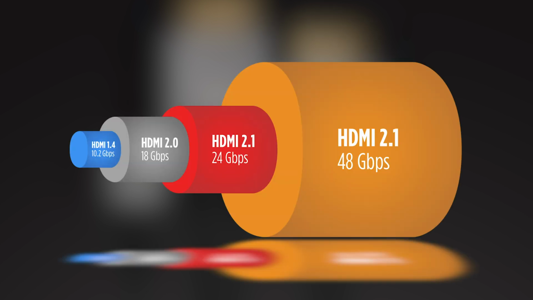HDMI 2.1 has been advertised as a new 48 gigabit bandwidth system. And this is certainly freaking out a whole lot of people and manufacturers. But don't get hung up on the 48 number because it's not gonna affect you anytime soon. So let's talk about what you're really gonna see.